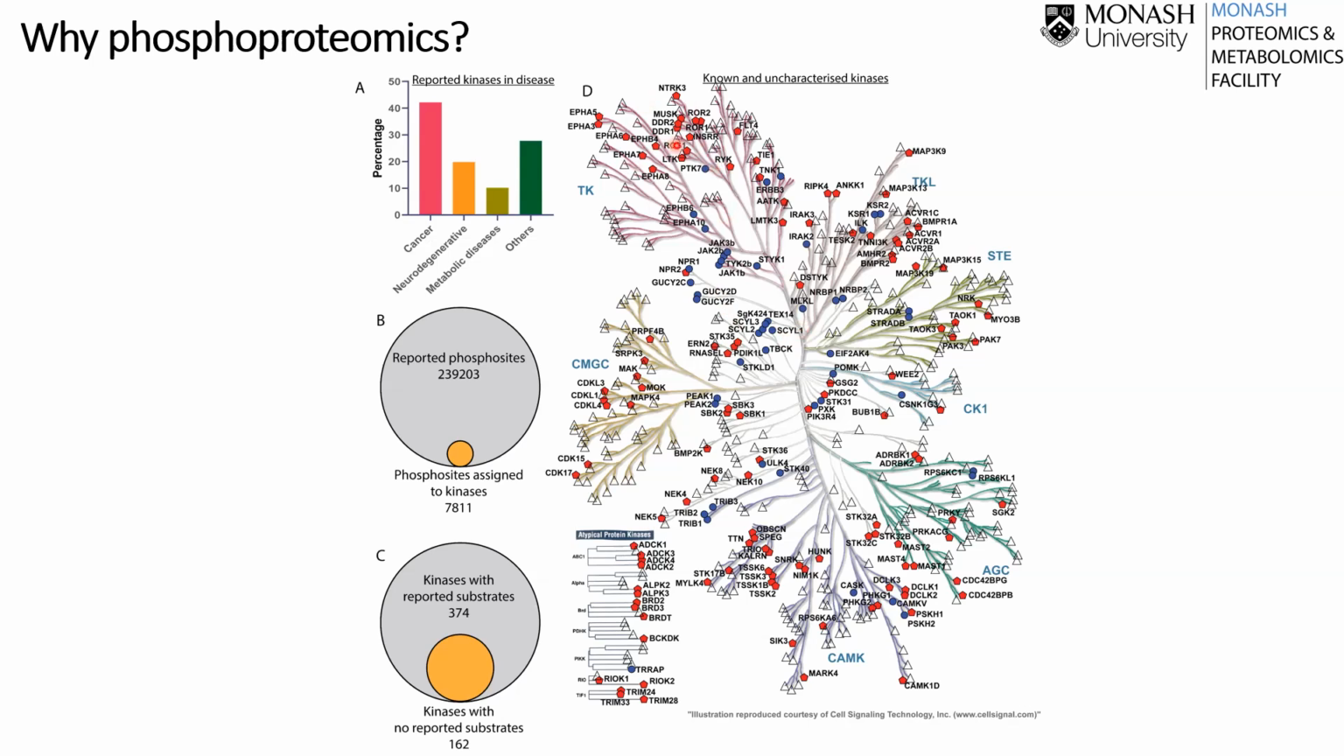So for all the kinases highlighted here on that kinase tree in blue and red, we actually still don't know the actual function of those kinases. So there's still a lot that's unknown. And to date, around 200,000 phosphosites have been reported, but for only around 7,000 or 8,000 of these phosphosites do we actually know the function. So there's still a lot to explore in terms of phosphoproteomics.